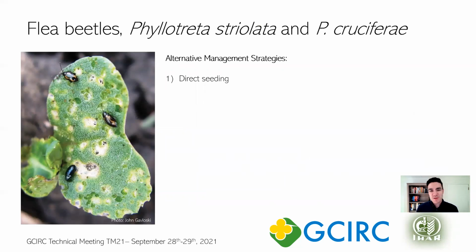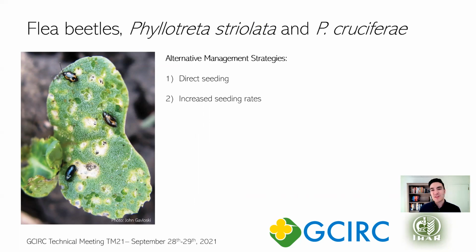In terms of alternative management strategies, these are really just more agronomic best management strategies for the crop in general. The vast majority of our canola is direct seeded, and I forgot to mention that the vast majority of canola in Canada is spring seeded, with very limited production of winter canola in southern Ontario. So with direct seeding, it's thought that the microclimate is slightly different. It's a little bit more moist, a little bit cooler, and this slows down the flea beetles and reduces their feeding.